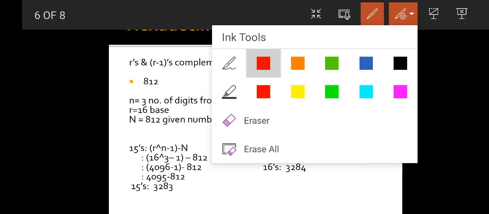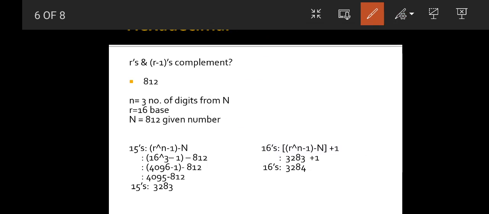So again, you have to get the radix complement and the diminished radix complement. The given value is 812. Then you have your small n, which is the number of digits of your N, which is 3. And then you're using base 16. And then your big N will be this one, the given value.